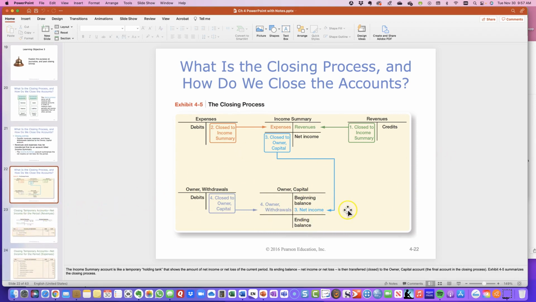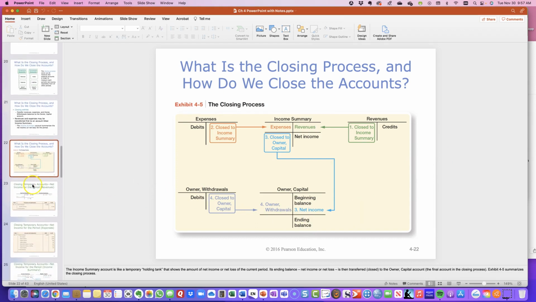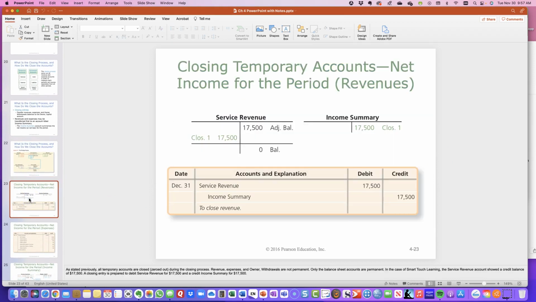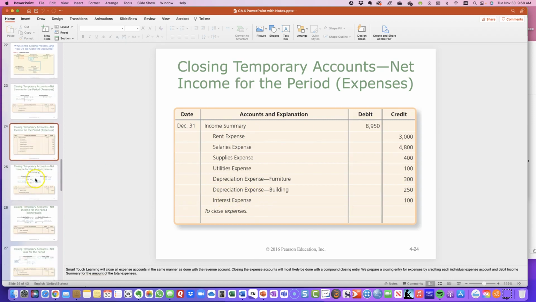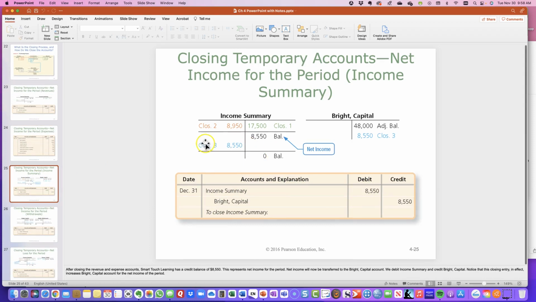So here you see a T account of how all of the transactions get moved, get debited and credited. And then here you see all of the journal entries, right? Where you're going to debit your service revenue and credit your income summary to close out the revenue account. Then you're going to debit your income summary and credit all of your expenses to close out those expenses. And then you're going to have your total revenues, and then your total expenses. So you're going to have a balance, and that is your net income balance in this case.